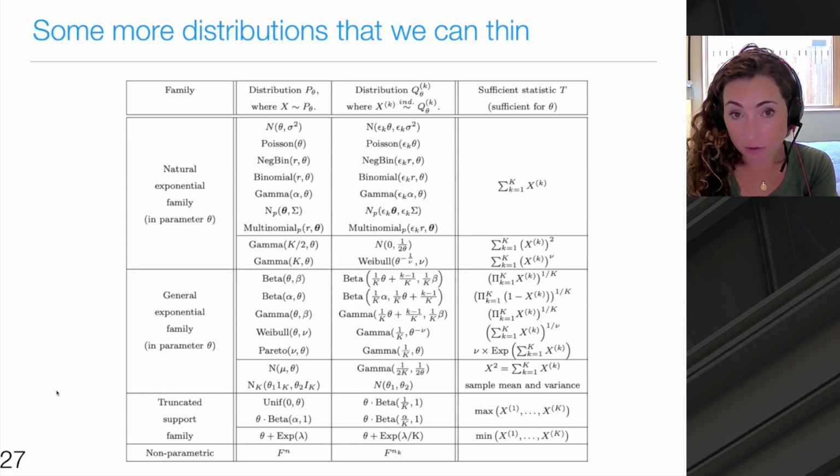We do have an example of a distribution that we can't thin, and that's the Cauchy. Cauchy is such a good counterexample for so many things, and in fact, we're not able to thin a Cauchy distribution.